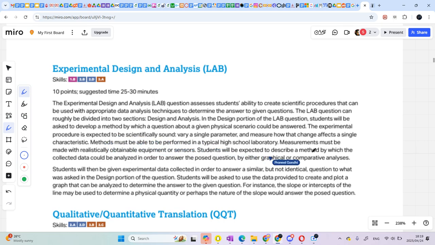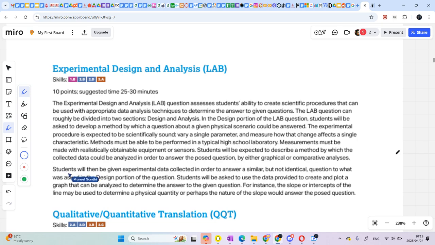The methods must be able to be performed in a typical high school lab. So basically, anything that you would have been able to do in your physics class in school. And the measurements must be made with realistically obtainable equipment or sensors, and you'll be expected to describe a method in which requested data can be analyzed, either graphically or by comparative analysis.